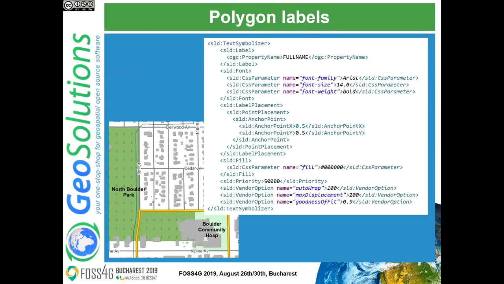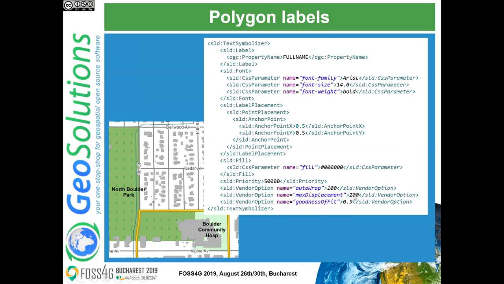Polygon labels are kind of the simplest. They are, well, as simple as point labels. GeoServer automatically computes the centroid and then places the labels on top of it. Here we have, again, auto-wrapping at 100 pixels, so that a national Boulder Park is actually specified over two lines and Boulder Community Hospital over three.